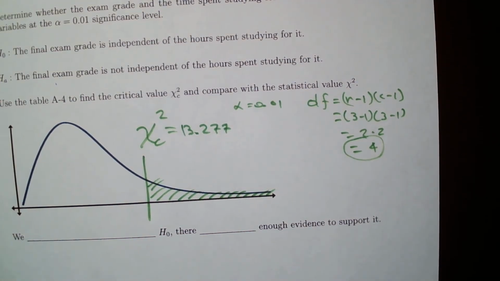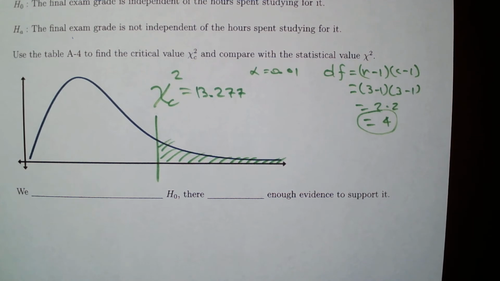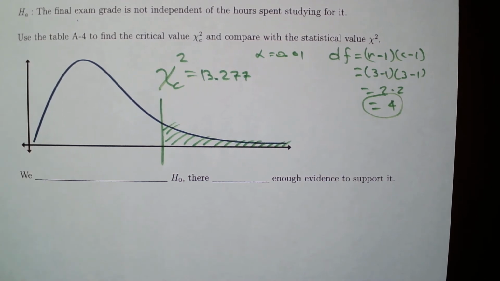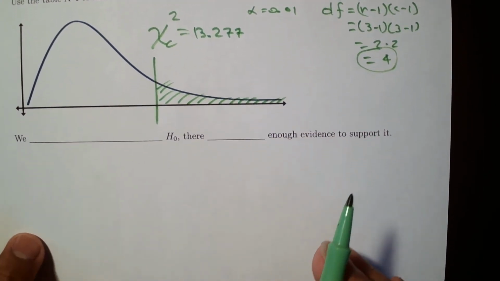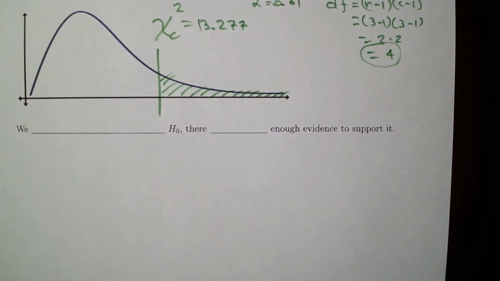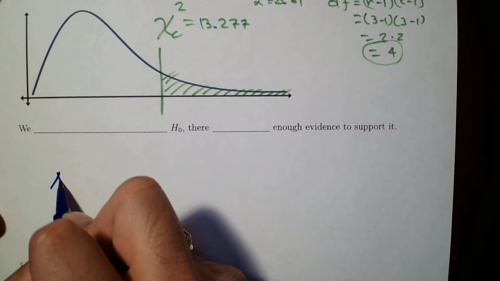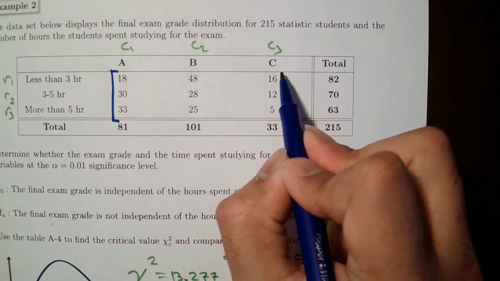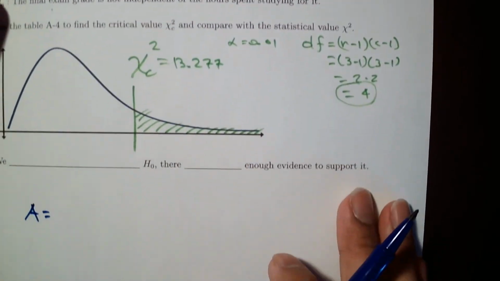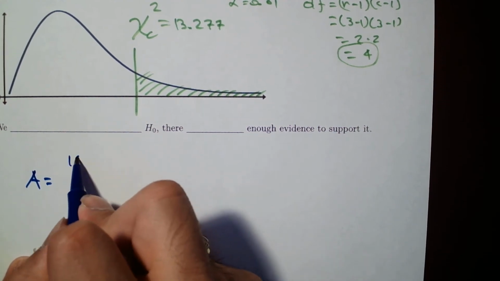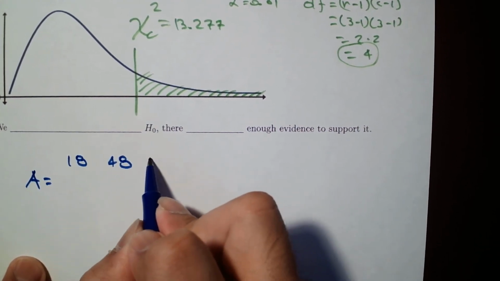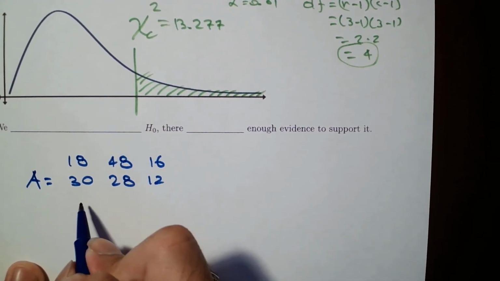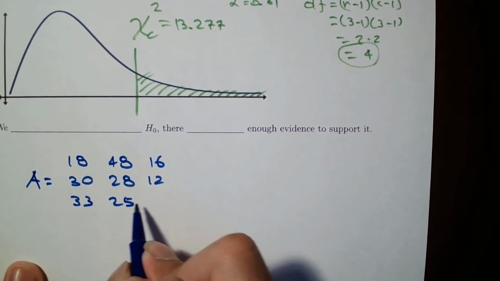In this case, we are going to use the graphing calculator instead of doing all that huge table. How are we going to do this? Well, you might have gone through matrices back in algebra. So we're going to turn this data set right here into a matrix. The matrix will be 18, 48, 16, 30, 28, 12, 33, 25, and 5.